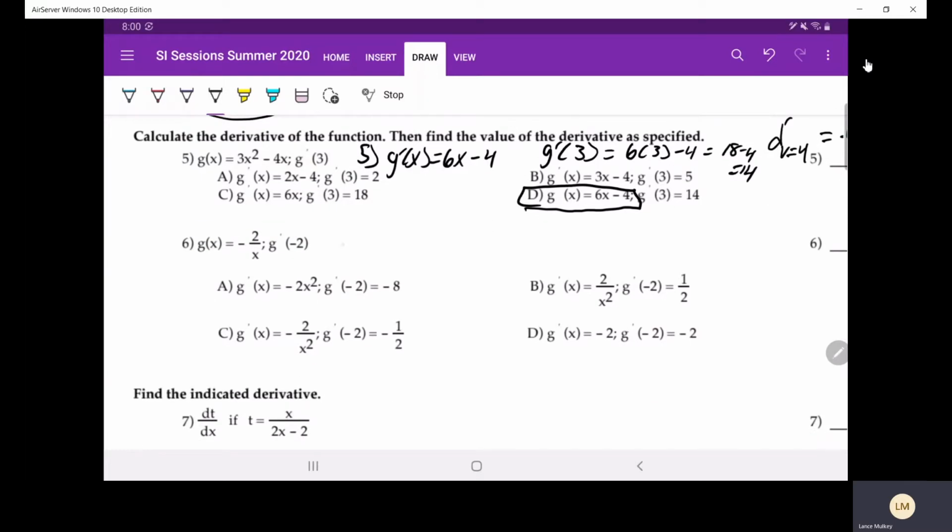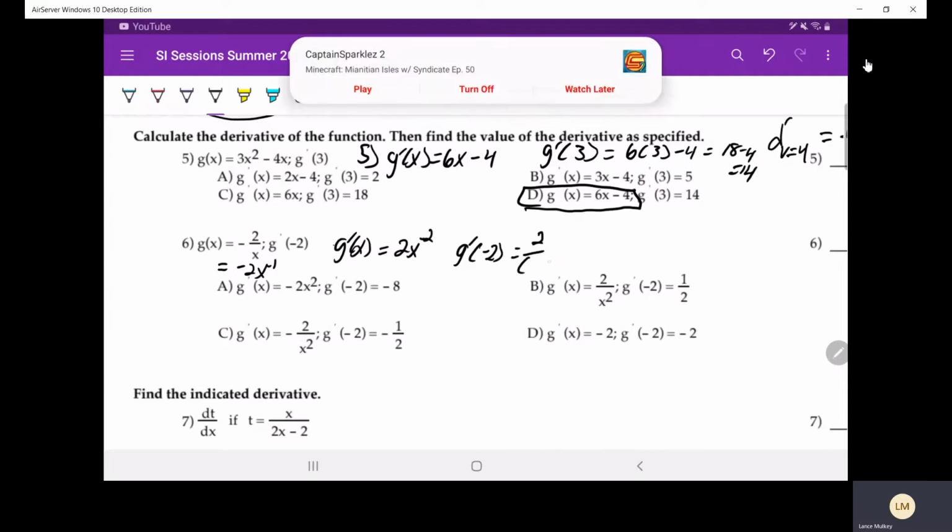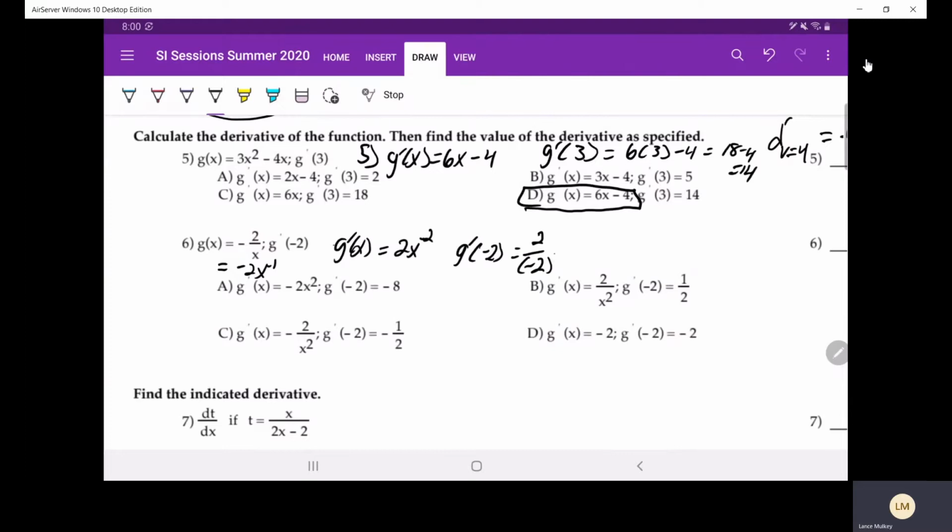Number 6, you can use the power rule again. This also equals negative 2x to the negative 1. So g prime of x equals 2x to the negative 2. So g prime of negative 2 equals 2 over negative 2 squared, which equals 1/2. And see, there's only one answer that has a positive 1/2. He tried to get you right there. This guy right here, B.